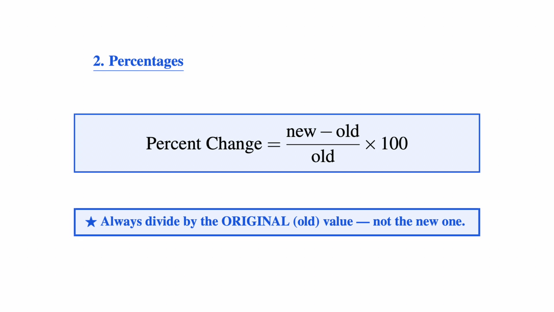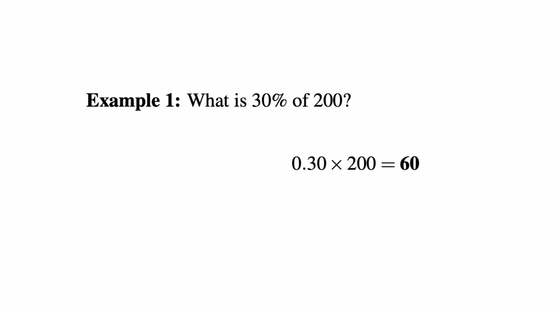Percentages. The SAT loves asking, by what percent did something change? So knowing the percentage change formula to solve these problems is important. Also know how to solve a question like, what is 30% of 200? This is easily solvable by doing 0.30 times 200, which equals 60.